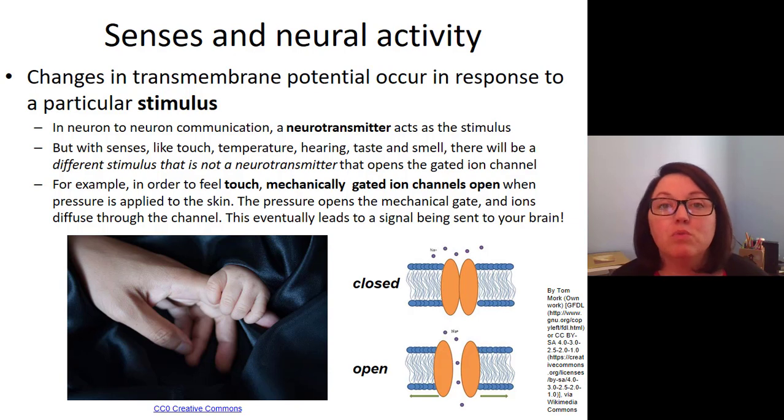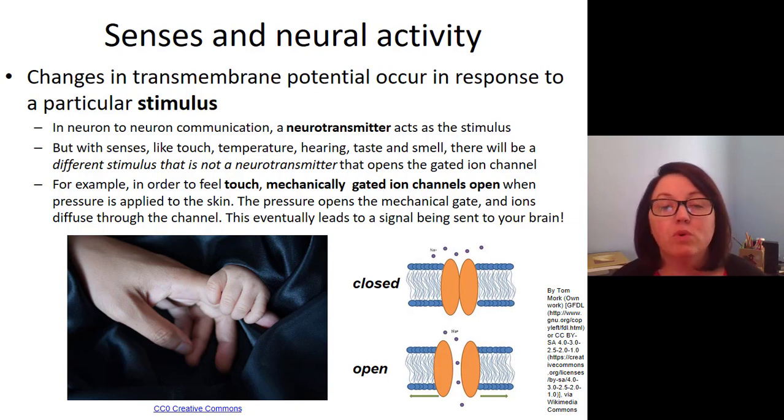The stimulus that we've been talking about so far has been the neurotransmitter. However, other things can act as a stimulus to activate a graded potential in a neuron, right? With our senses like touch and temperature and hearing and taste and smell. There will be a different stimulus that's not a neurotransmitter that's going to cause the graded potential. There'll be a different stimulus that's going to open the gated ion channels to cause the graded potential.